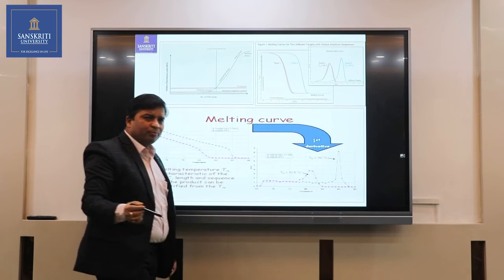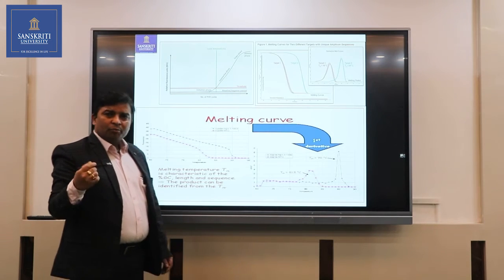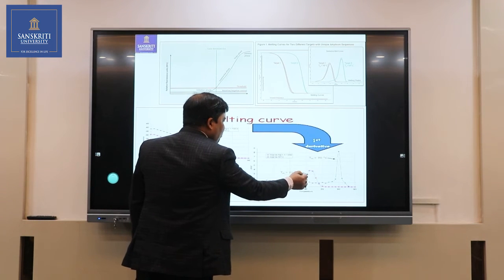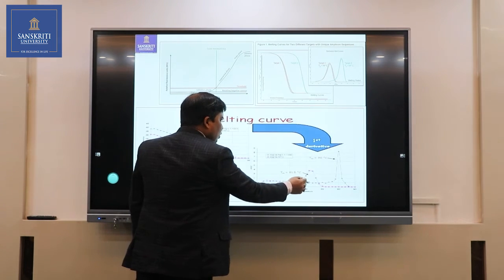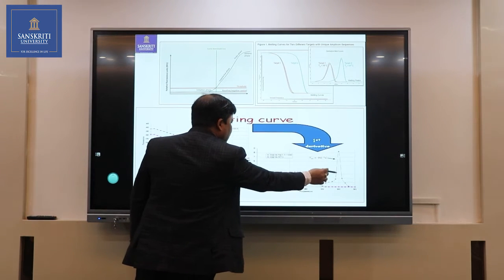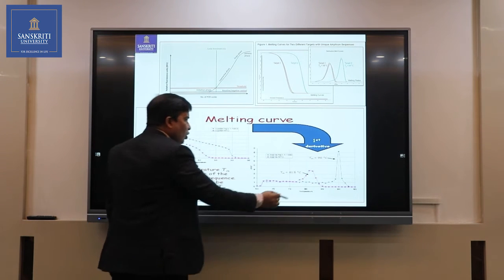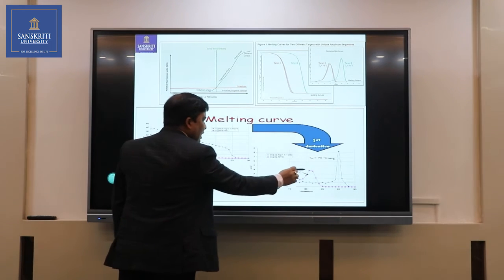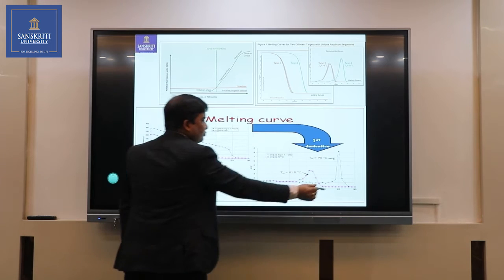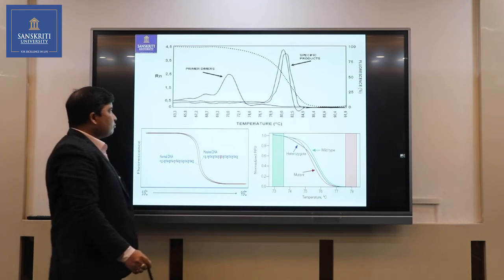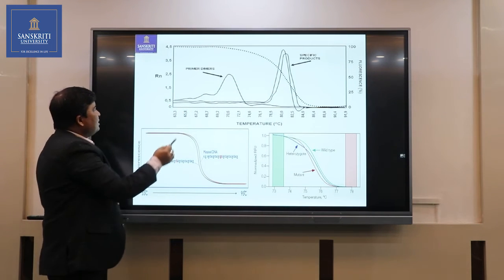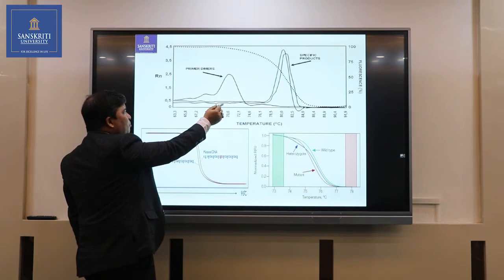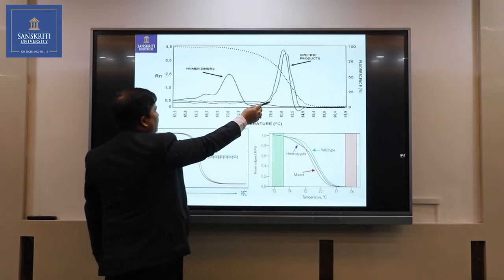If there is a primer dimer inside the product, then we can get a small peak before the specific melt peak of the product. So that small peak is called primer dimer. Due to primer dimer, we can get a small peak there. Here we can see that if there is a primer dimer, it can come much earlier than a specific product.